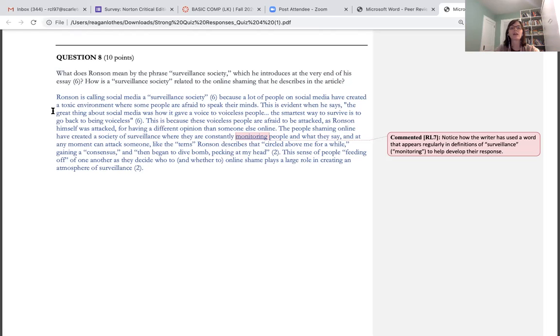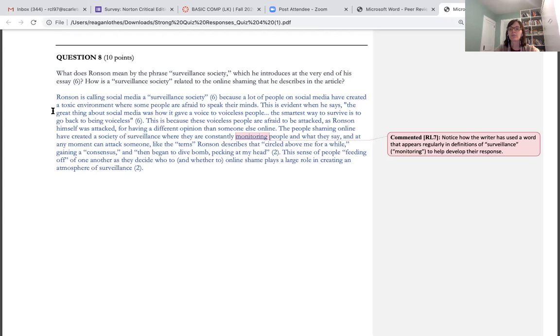The people shaming online have created a society of surveillance where they are constantly monitoring people and what they say, and at any moment can attack someone, like the turns Ronson describes that circled above me for a while, gaining a consensus, and then began to dive bomb pecking at my head. The sense of people feeding off of one another as they decide who to and whether to online shame plays a large role in creating an atmosphere of surveillance.